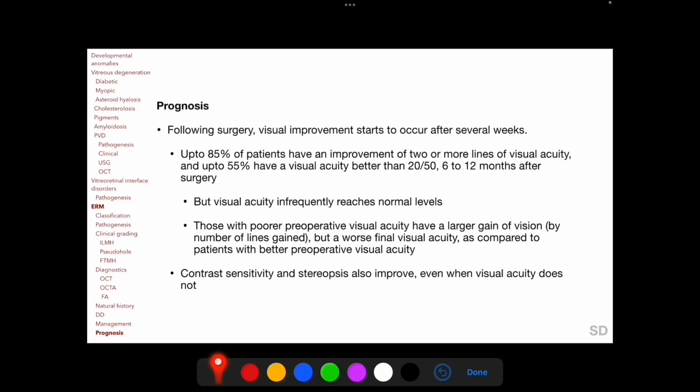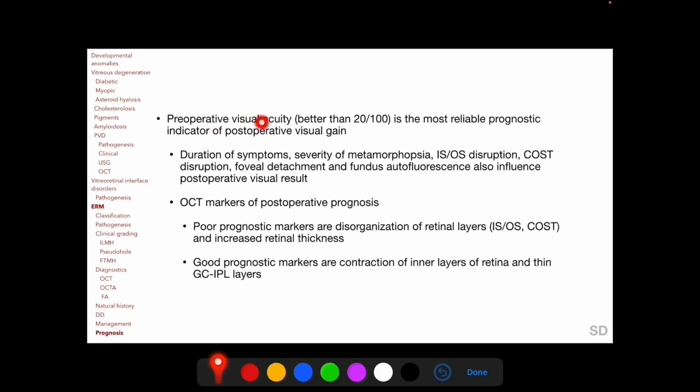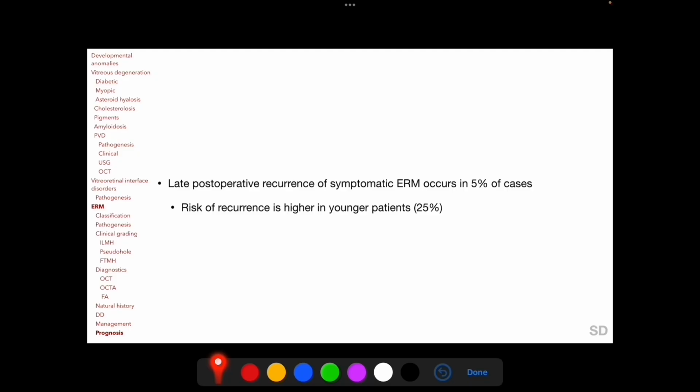Following surgical removal of epiretinal membrane, visual improvement starts to occur after several weeks. Up to 85% of patients have an improvement of 2 or more lines of visual acuity 6 to 12 months after surgery, but visual acuity infrequently reaches normal levels. And preoperative visual acuity is the most reliable prognostic indicator of post-operative visual gain. And recurrence of symptomatic epiretinal membrane can occur in 5% of patients undergoing surgical removal of epiretinal membrane.